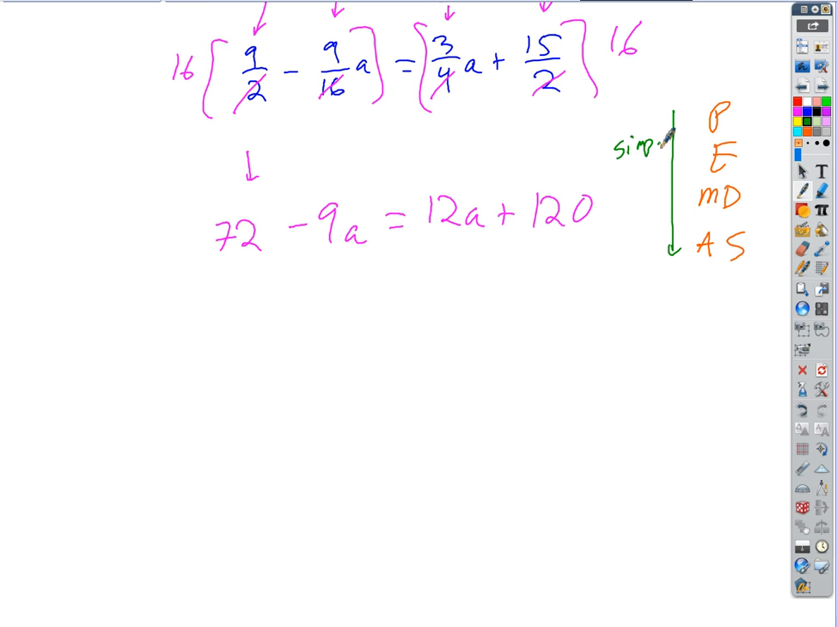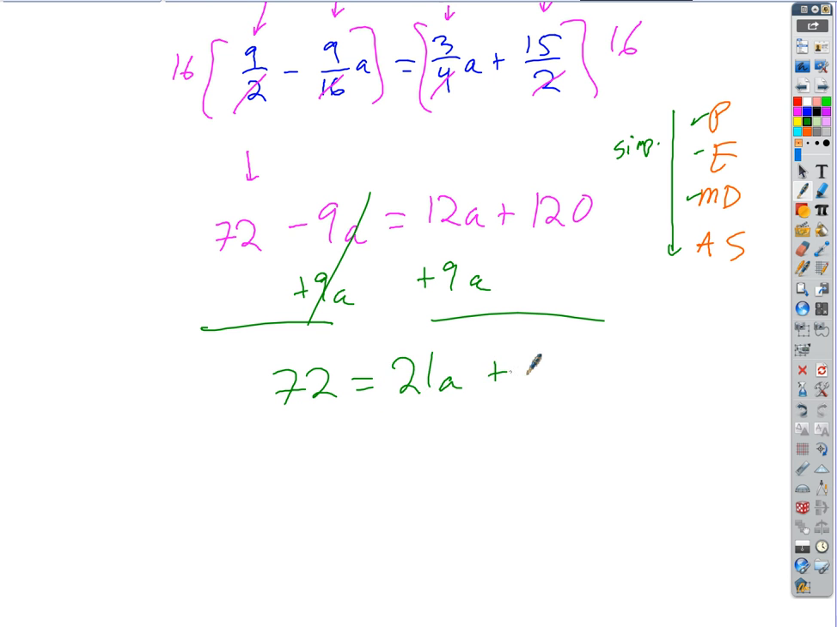There's really only one thing to do here. What's that? Add 9a. Yeah, we have to combine the like terms. There's no parentheses, no exponents, no multiplication, but I can add up like terms to get a single a. So if we add 9a to both sides, we get 72 equals, what's 12a plus 9a? 21a. Plus 120.